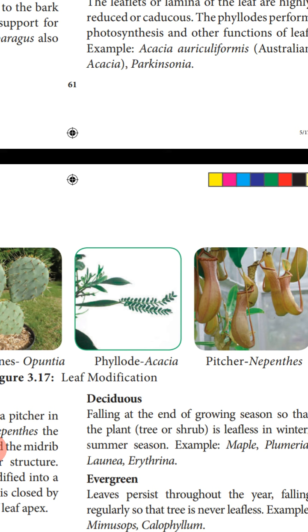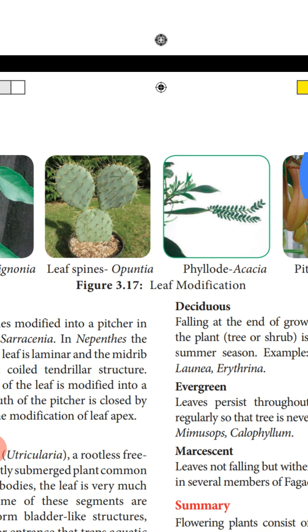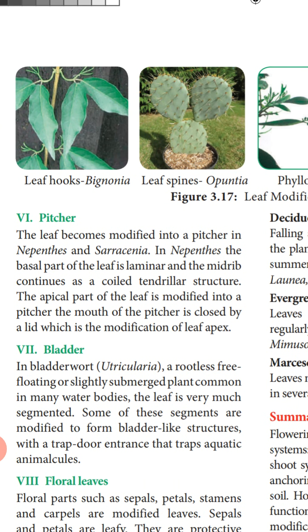Caducous means the leaves immediately shed down. After they form, they will shed down. That is called caducous. So the phyllodes perform photosynthesis and other functions of the leaf. Example here, Acacia auriculiformis.